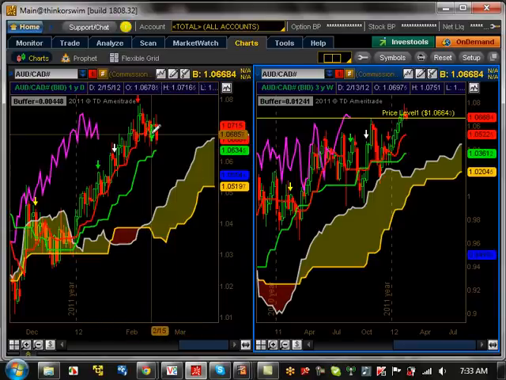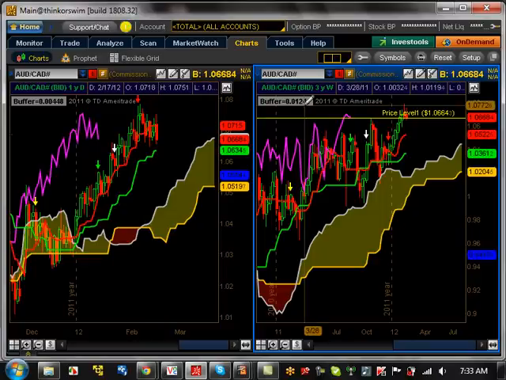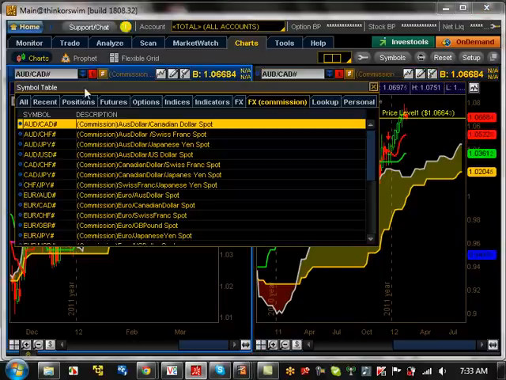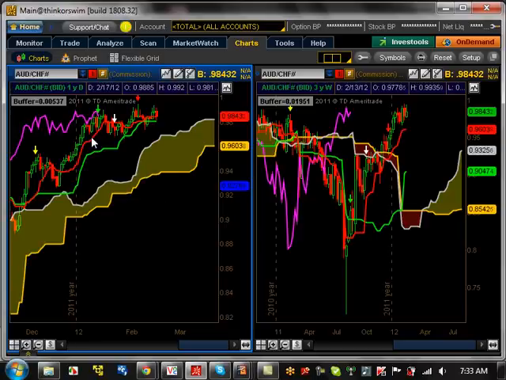That's kind of indicating that it may undergo a pullback. If it does, it's probably going to break below this resistance level, which is probably not going to be good for the trend. So this Australian CAD trend may be short-lived. So you just got to wait and see what happens.